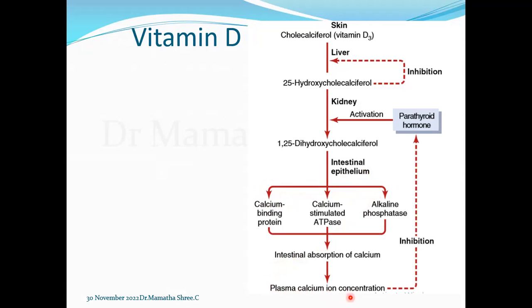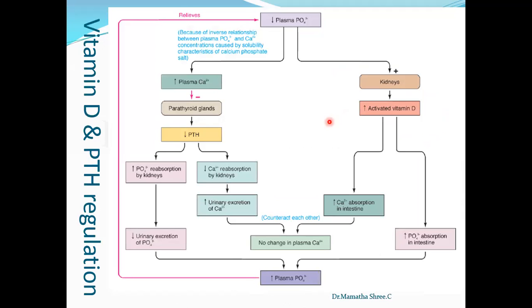So you know that whenever there is an increase in plasma calcium, what happens? It inhibits the parathyroid hormone synthesis in your parathyroid gland. When parathyroid hormone synthesis is decreased, and parathyroid hormone is necessary for activation of vitamin D, so if parathyroid hormone is inhibited, further vitamin D also will be inhibited from being formed, right? So vitamin D and parathyroid hormone are regulated mainly through plasma calcium levels and plasma phosphate levels, right? Always there exists this inverse relationship between the plasma phosphate and calcium concentrations because of the solubility characteristics of calcium phosphate in your body.